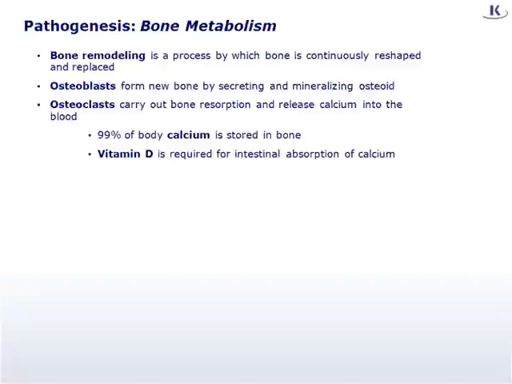Osteoblasts and osteoclasts are the main cells involved in bone remodeling, a process by which bone is continuously reshaped and replaced. Osteoblasts form new bone by secreting and mineralizing osteoid. Osteoclasts carry out bone resorption and release calcium into the blood. More than 99% of body calcium is stored in bone. Vitamin D is required for intestinal absorption of calcium.